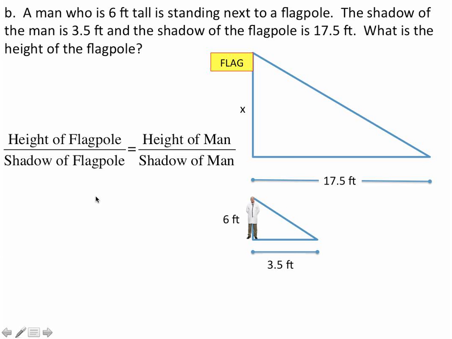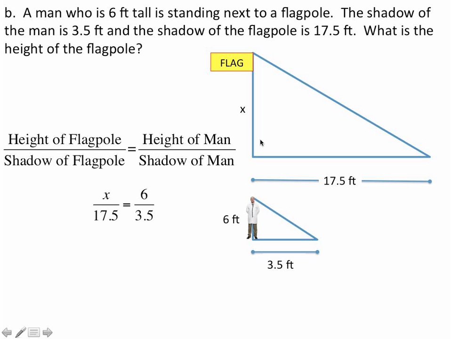All right, set up your proportion. Height of the flagpole over the shadow of the flagpole equals the height of the man over the shadow of the man. Again, you could put shadow of the flagpole on the top and the height of the flagpole on the bottom, as long as you do shadow of the man on the top and height of the man on the bottom. Okay, so it doesn't matter how you set up your proportion as long as you're comparing like things, corresponding parts really is what they would say.